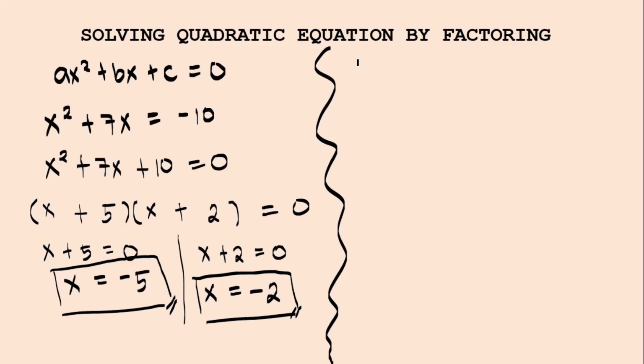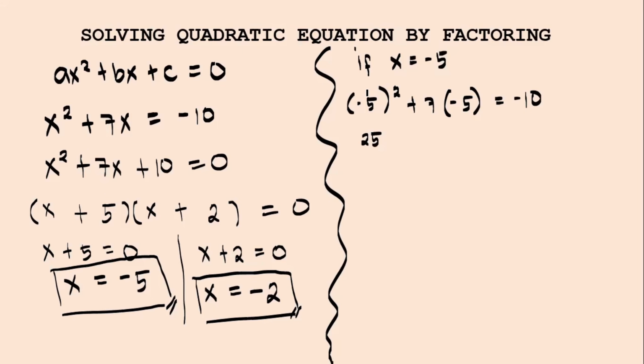Okay? So if x is equal to negative 5, just substitute negative 5 sa ating equation. So that is negative 5 squared plus 7 multiplied by negative 5 is equal to negative 10. Okay, negative 5 squared, that is positive 25. So any negative number, once na niraise mo sa 2, the answer is always positive. Okay, so dito maraming nagkakamali. Na once na in-input nila sa calculator, bakit negative yung lumabas? But then again, any negative number, once na niraise sa 2, the answer is always positive.